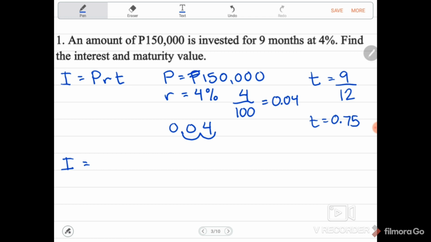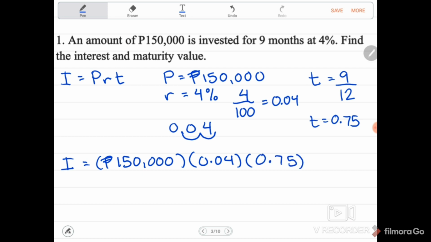Okay? Then substitute na natin. I is equal to, that is 150,000, the principal, times the rate, that is 0.04, times the time, that is 0.75. So pag kinumpute natin yan, we have 150,000 times 0.04 times 0.75, the value will be, or the interest will be 4,500. Okay? So, ibig sabihin, yung 150,000 pesos na ininvest niya for 9 months na may tubo na 4% na simple interest is tutubo siya ng 4,500. So, ito na yung ating simple interest.